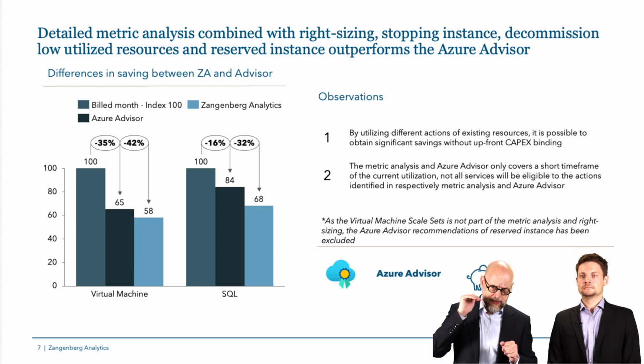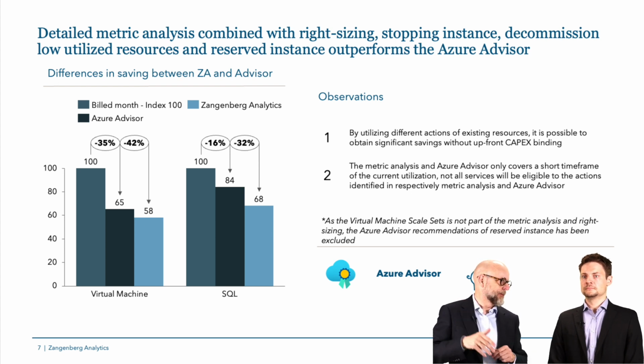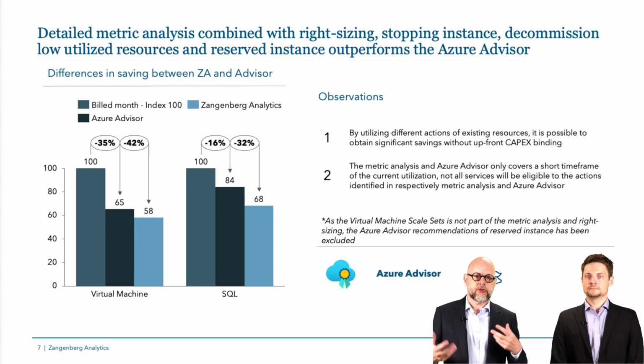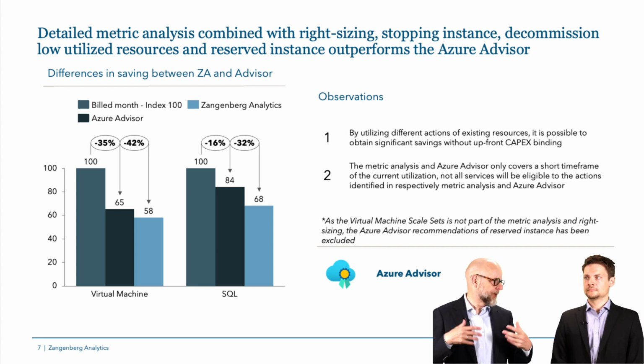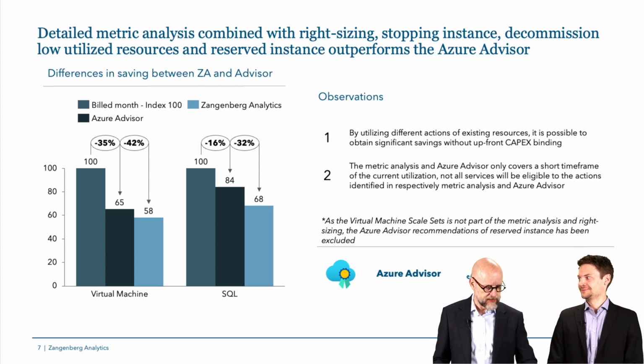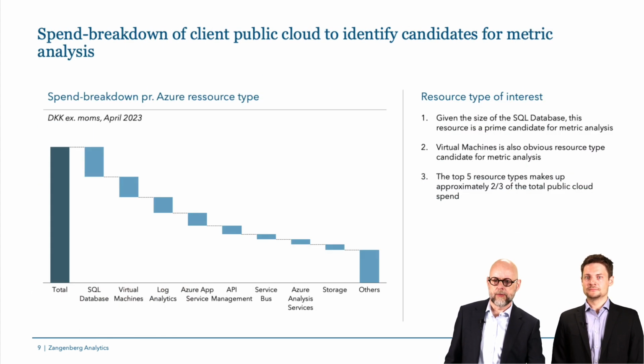Of course, working at the index 100 would be crazy, because why would you spend 100 if you can go down to 65 or 58 for the virtual machines? So just doing nothing is crazy. But now the question is, what should you do? Well, that gets back to the topic of FinOps. Exactly. Okay, I think we'll skip this.